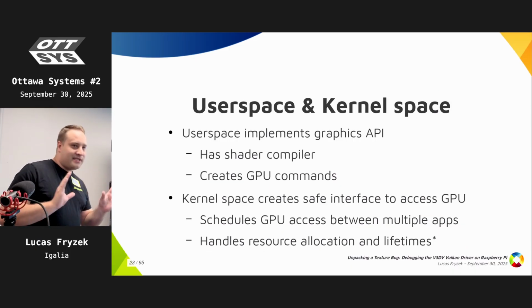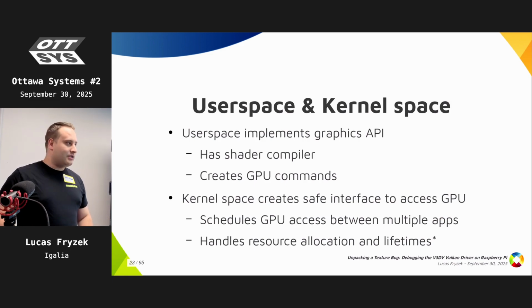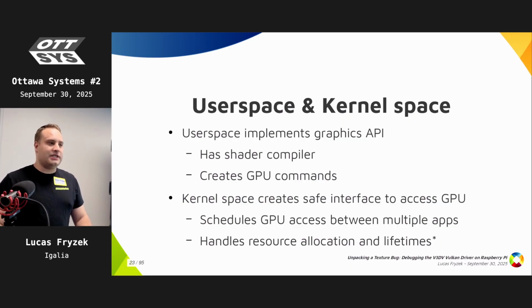Now what's the difference between these two things? The user space graphics driver actually implements the API. It has things in it like the shader compiler that will take, for example, GLSL shading language or the SPIR-V intermediate language, and compile it into the actual GPU-specific assembly instructions. It will do things like create the GPU commands. On the other hand, the kernel space driver acts as a safe interface to the GPU. So it will deal with things like scheduling work to go on the GPU, so multiple applications can use the GPU at the same time. And it also deals with resource allocation and lifetimes, with an asterisk on that. There's a lot more detail in how resource allocation works, and it depends on the driver and the hardware. So just take that with a grain of salt.